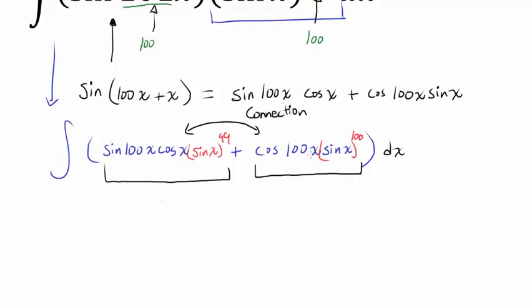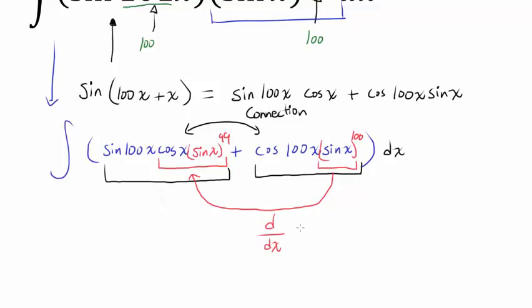Okay, but that's not as major as other things that show up within this integrand. You have sine of x to the 100th power, and realize you have cosine of x times sine of x to the 99th power, and these seem to be very closely related by the process of differentiation. And what do I mean by that?